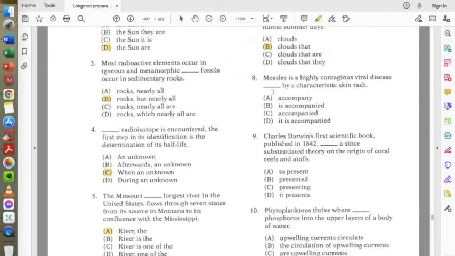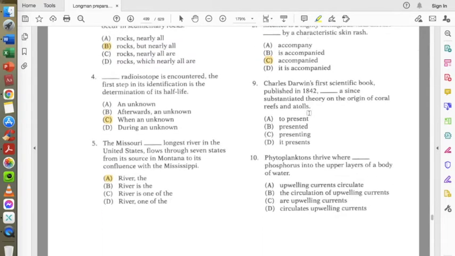Number 8, measles is a highly contagious viral disease. Notice the S here on measles, that's just the name of the disease, so this is not a subject-verb error. Measles is a highly contagious viral disease blank by a characteristic skin rash, which is accompanied or accompanied by. Again, we can omit which is accompanied, which is, and just say accompanied by a characteristic skin rash.